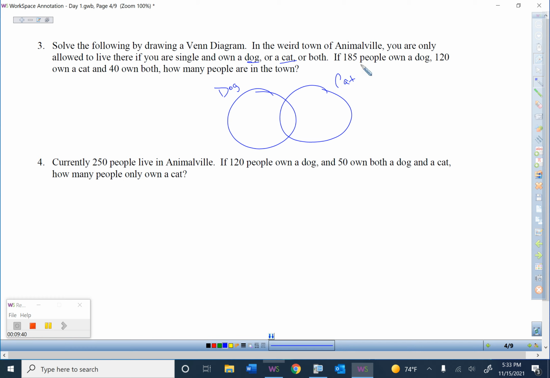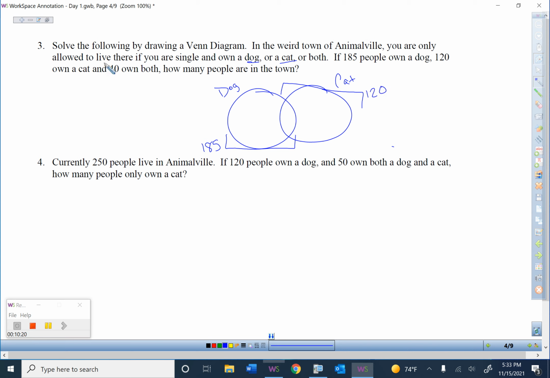So this first one, 185 people own a dog. So I'm saying in this full circle, 185 people exist. Okay, but some of them are in this moon shape over here that are only dogs, and some of them fall in the center part where you would own a dog and a cat. So distinguish on these ones, what I'm going to do is actually label outside the bubble and call that my 185. Then the second part, 120 own a cat, so similarly I would mark this as 120.